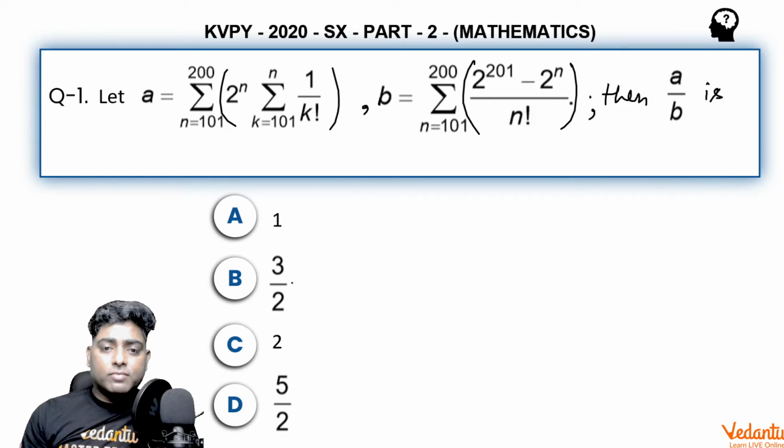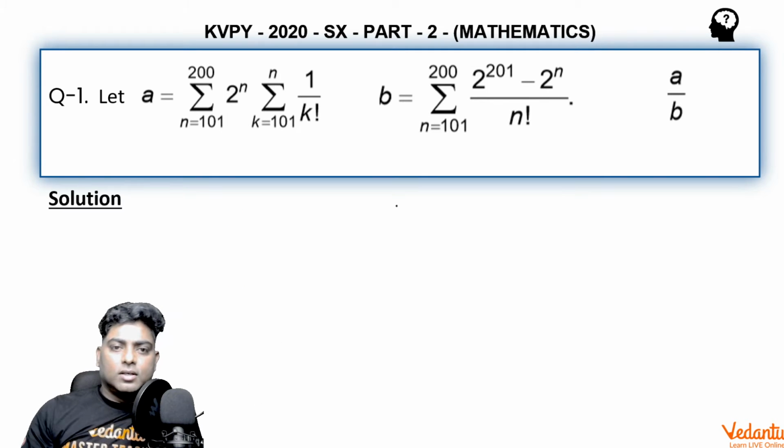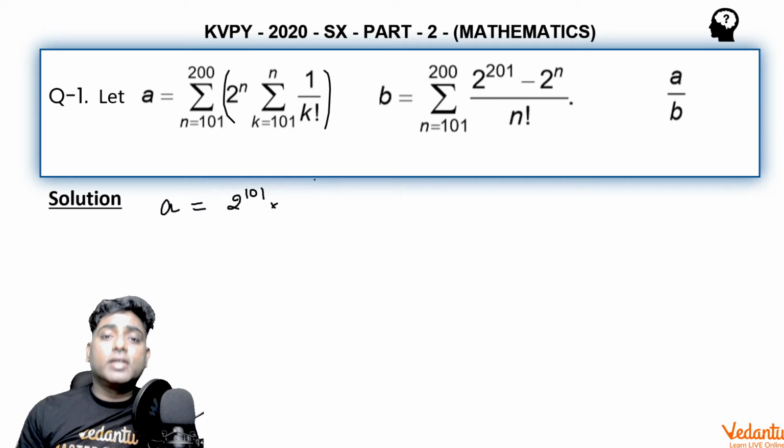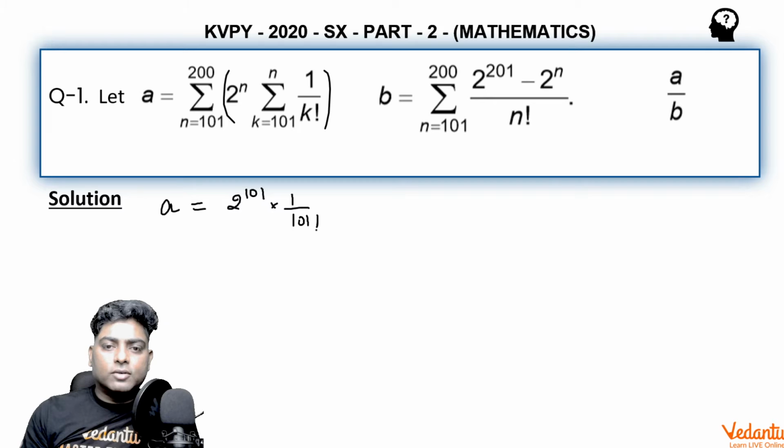So the options given are 1, 3 by 2, 2, 5 by 2. Let's see how we can solve this problem. Okay, it's a good problem. If we start with a, opening this sigma, so I am writing n to be 101, so I'll get 2 raised power 101 into, when n is 101, k is 101 to 101, there is only one option for k, 1 upon 101 factorial.